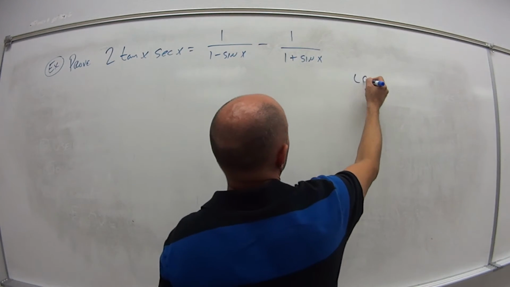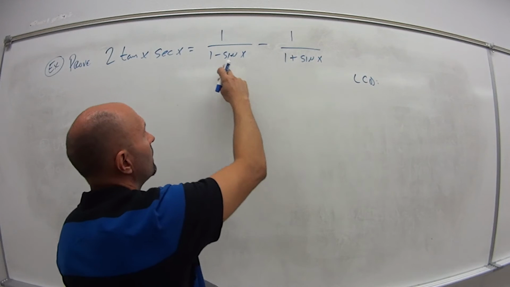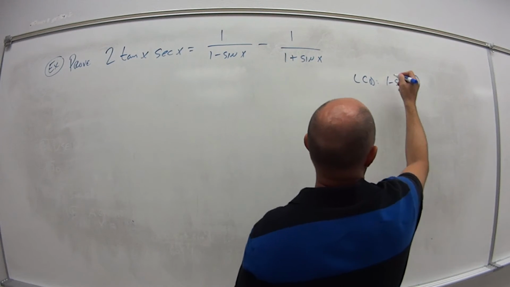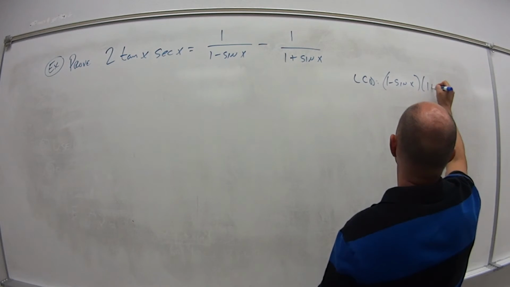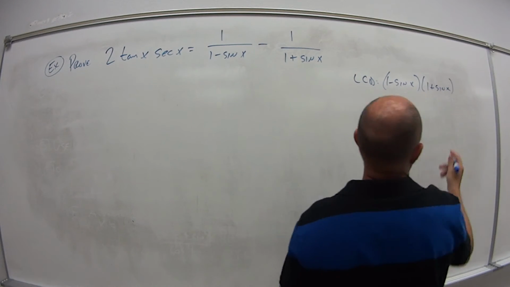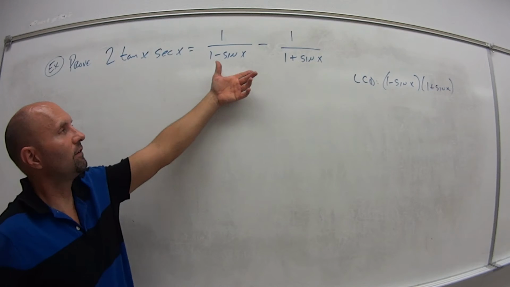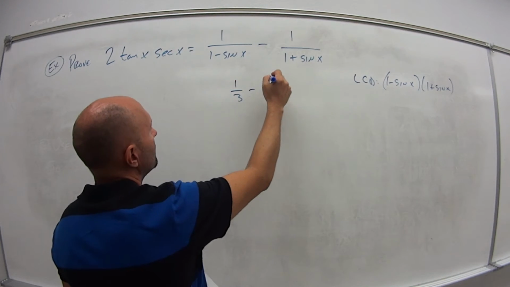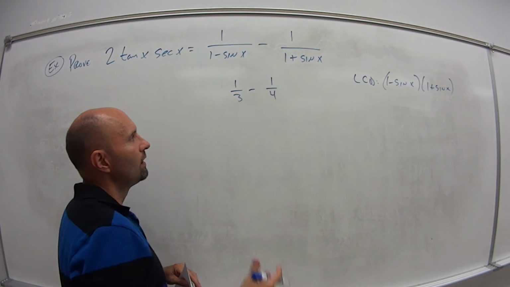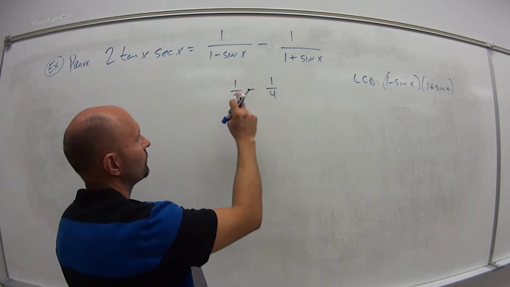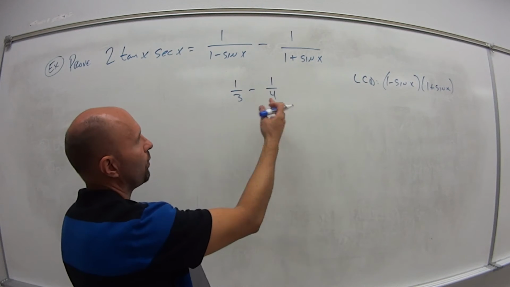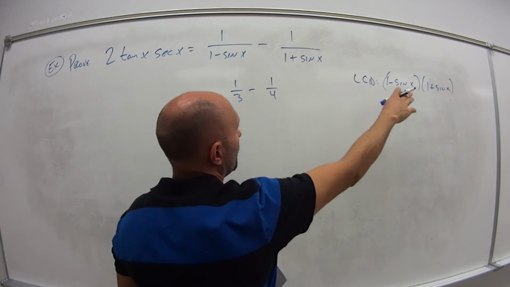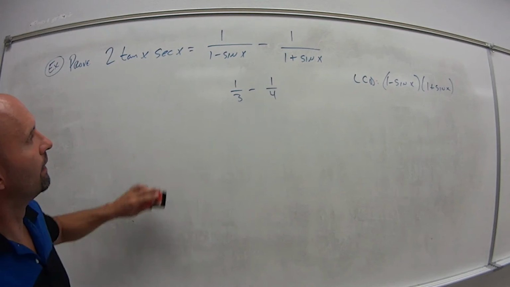Well, the least common denominator is going to be 1 minus sine of x times 1 plus sine of x. So think of it instead as fractions. If I had 1 over 3 minus 1 over 4, well, what's my LCD? It's just 3 times 4, or 12. So in this case, it's just 1 minus sine of x times 1 plus sine of x.